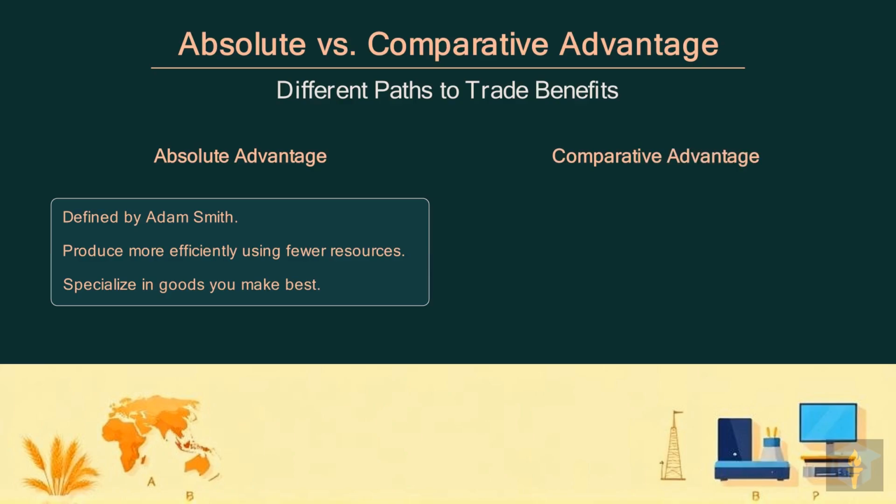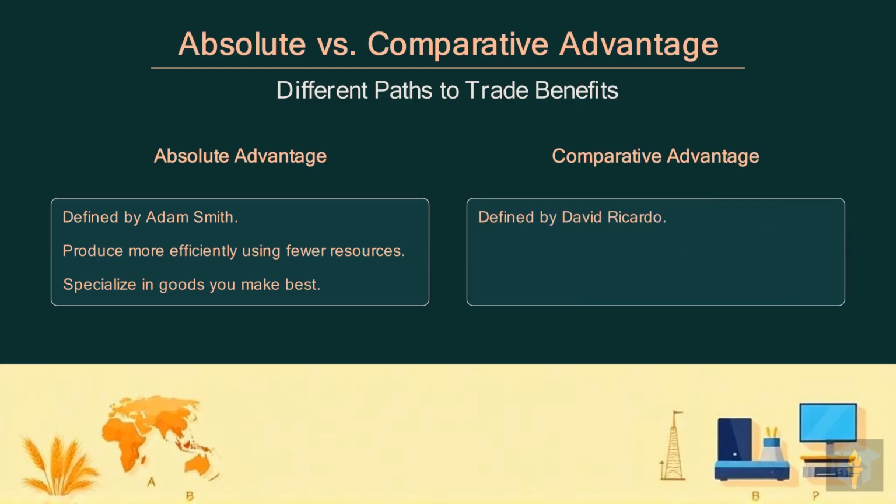Now, let's look at comparative advantage, which was developed by David Ricardo. It emphasizes producing goods at a lower opportunity cost rather than absolute efficiency. This means countries can still benefit from trade, even if they are less efficient overall in production.